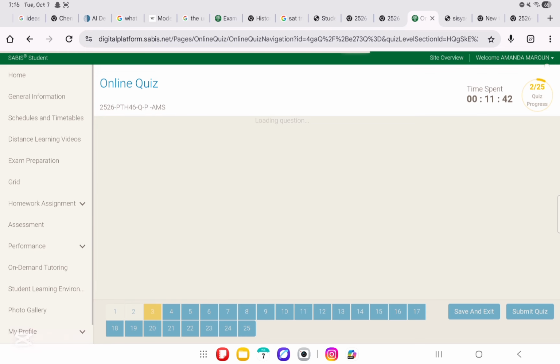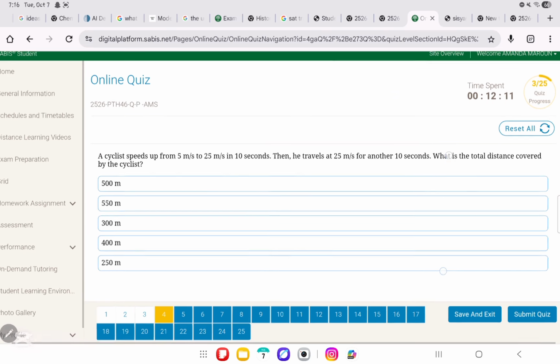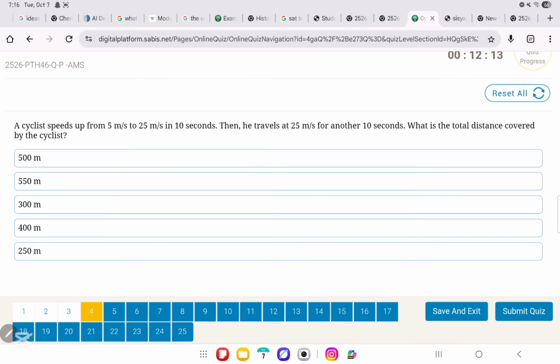Question number 4. A cyclist speeds up from 5 meters per second to 25 meters per second in 10 seconds. Then he travels at 25 meters per second for another 10 seconds. What's the total distance traveled by the cyclist?